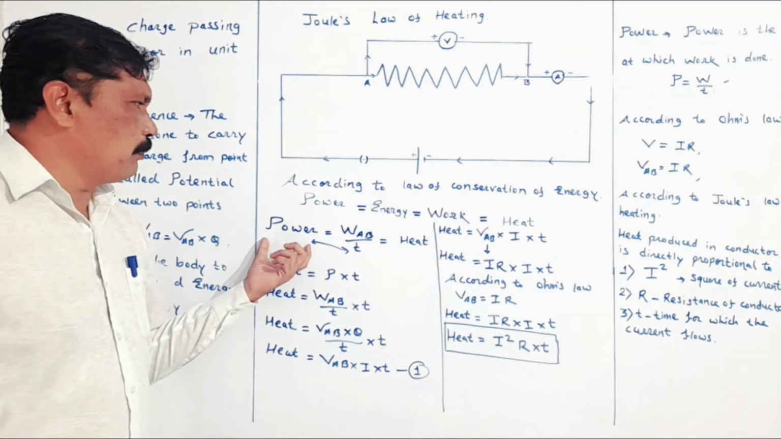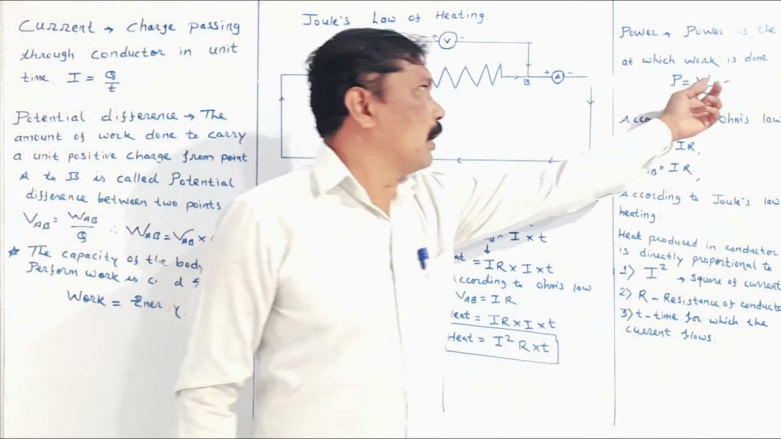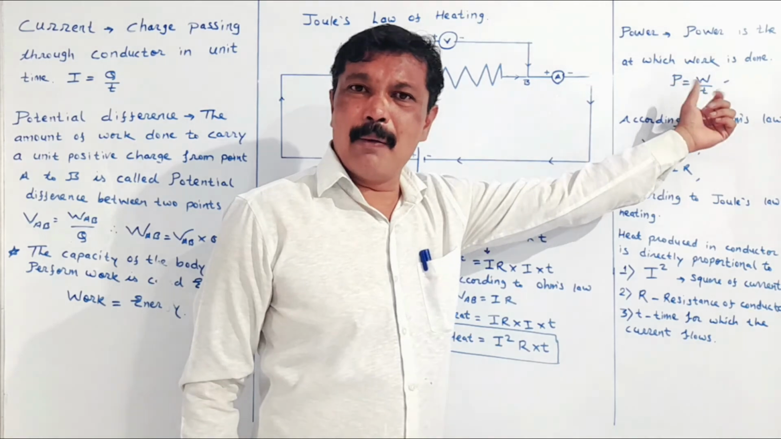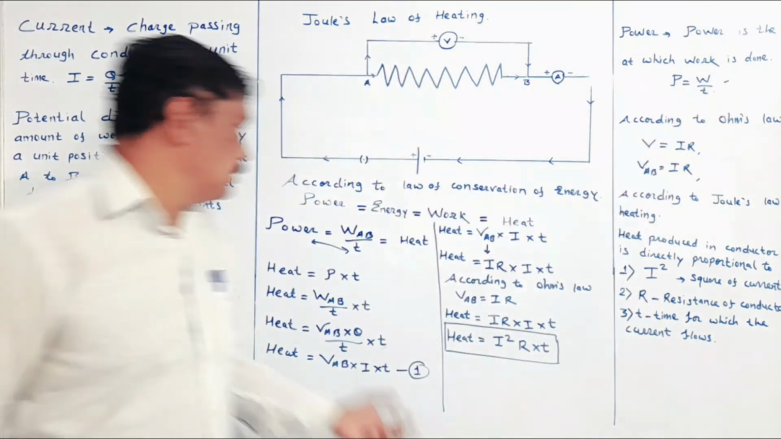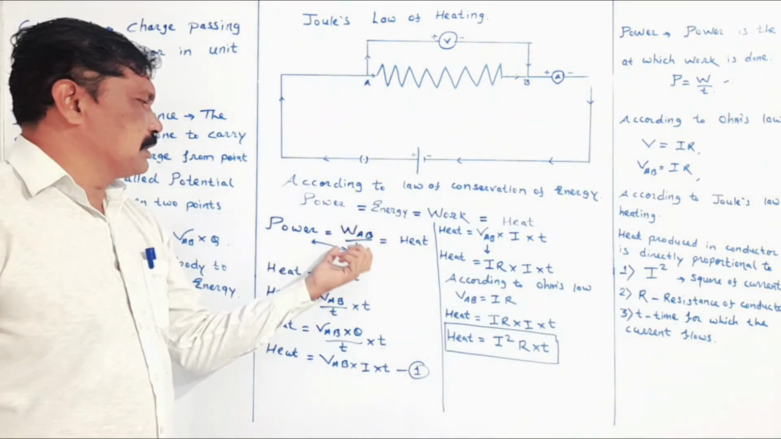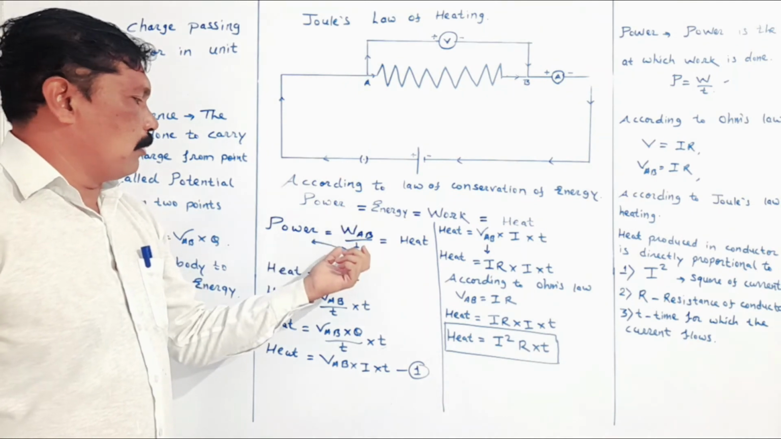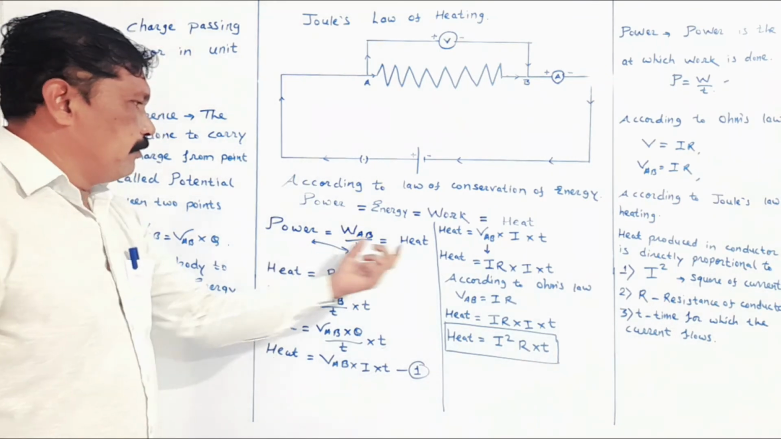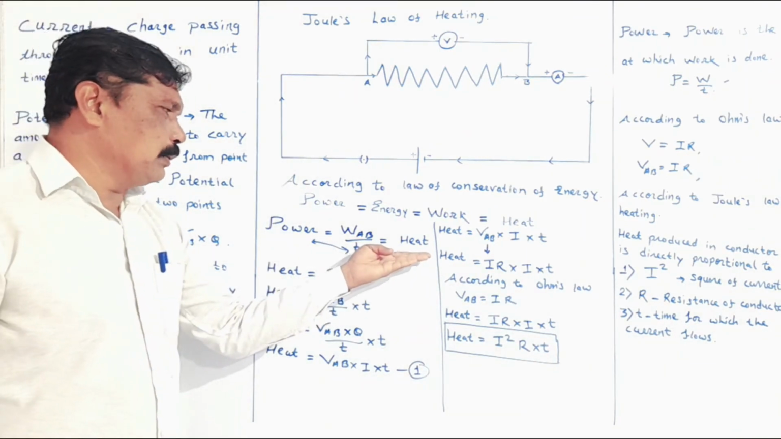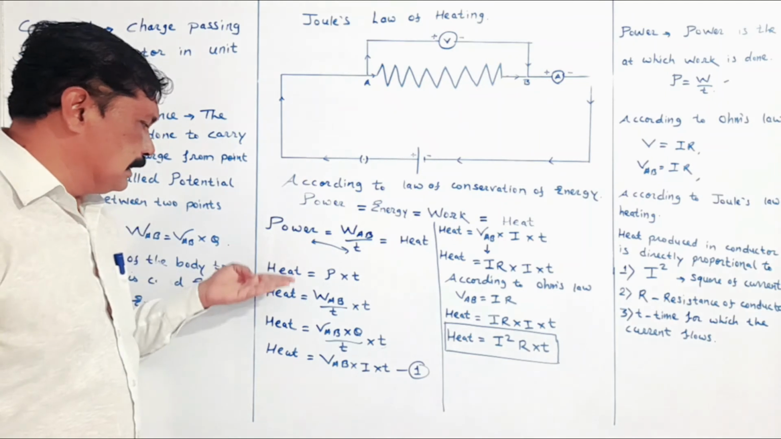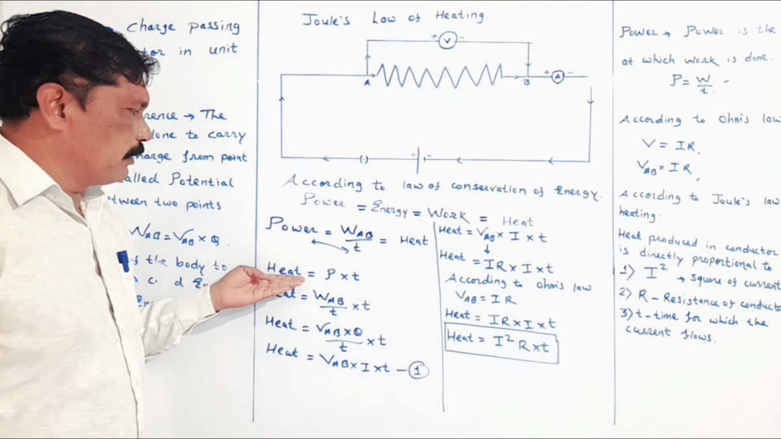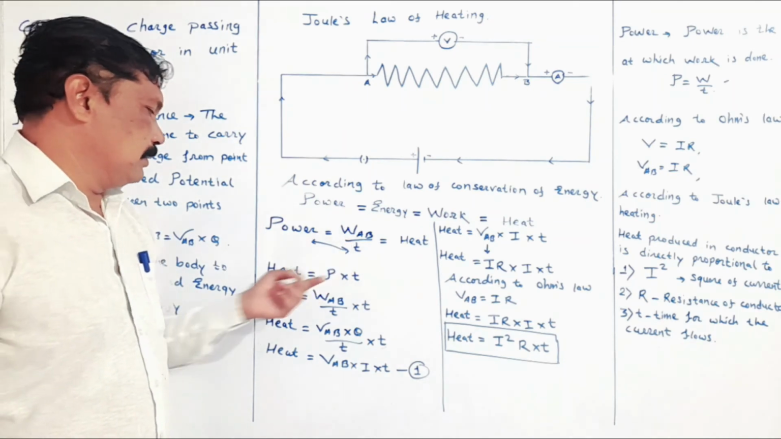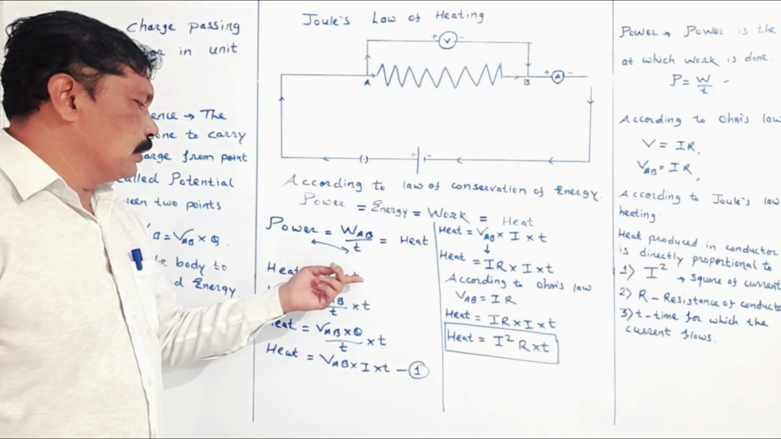But what is the formula of power? Power means the rate at which work is done, so power is equal to W by T. We are going to find heat, so we will write the formula of heat. Taking heat on one side of the equation, we multiply power by time. So heat is equal to P into T.